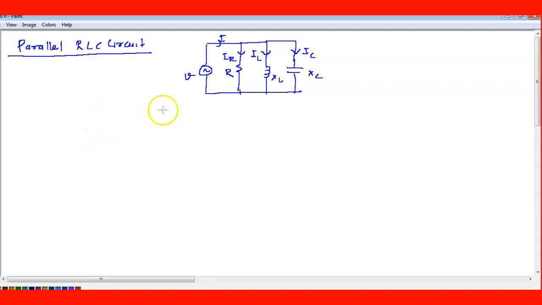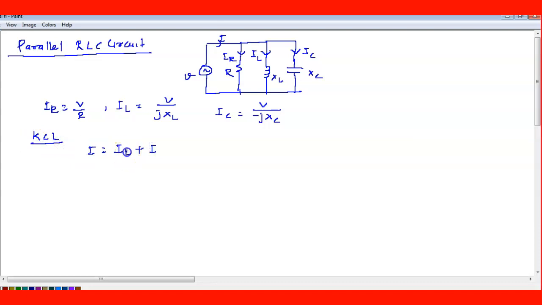So tell me, what can we write for the values here? IR is equal to V by R, IL is equal to V upon J into XL, and IC is equal to V upon minus J into XC, right? So apply KCL here. I is equal to the algebraic sum of IR plus IL plus IC, which we can write as V upon R plus V upon J into XL plus V upon minus J into XC.